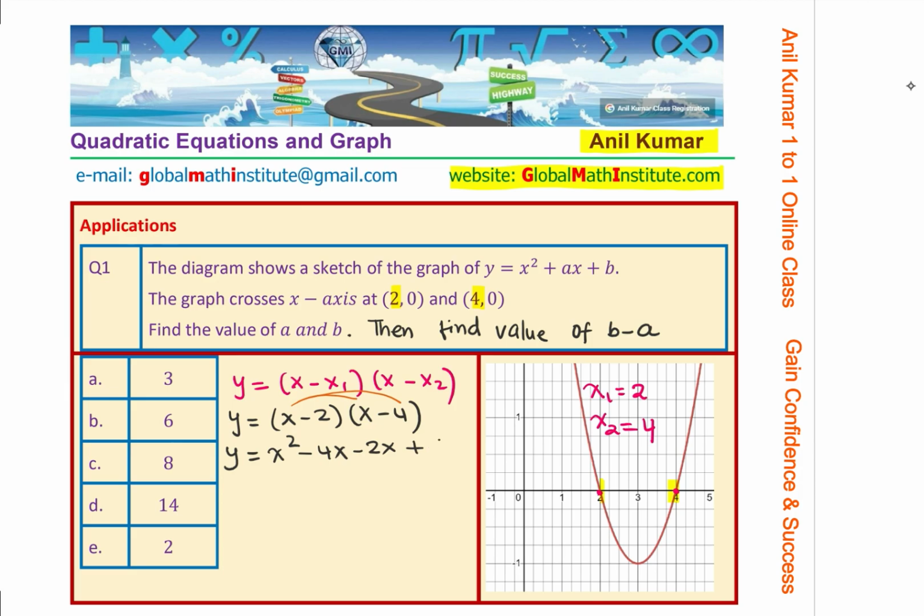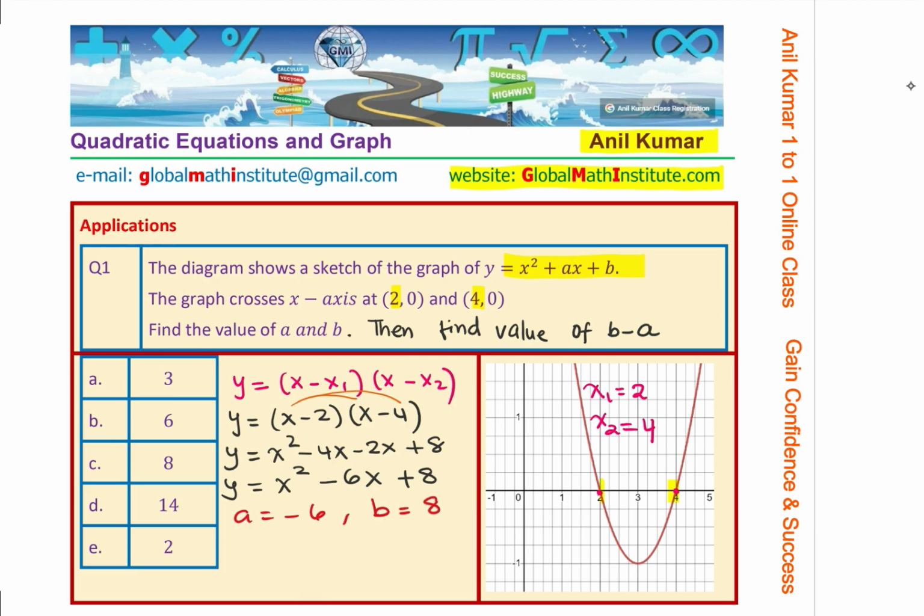So this quadratic equation now can be simplified by combining the two x terms, which gives x squared minus 6x plus 8. Now when you compare this equation with x squared plus ax plus b, you can clearly write down your answer, and that is a is equal to minus 6 and b is equal to 8, right?